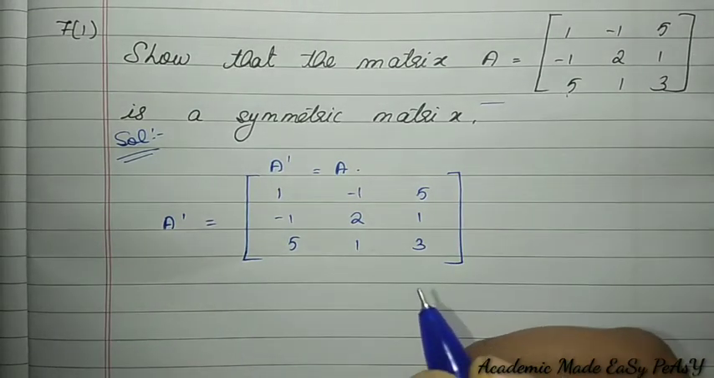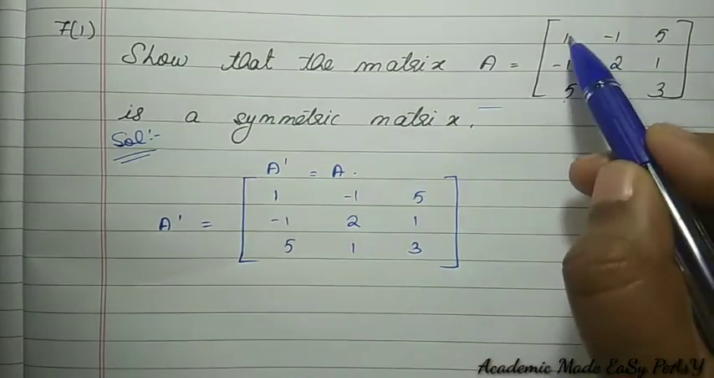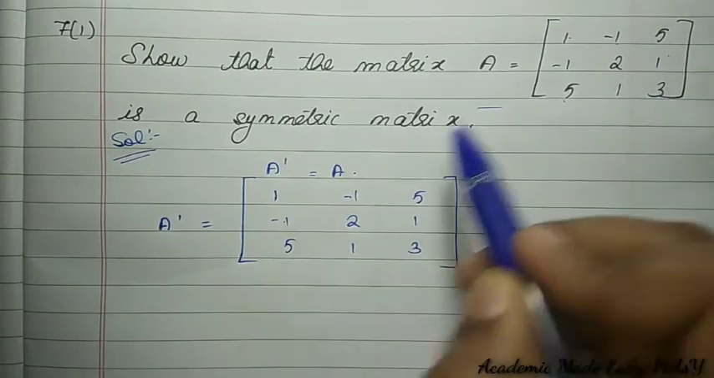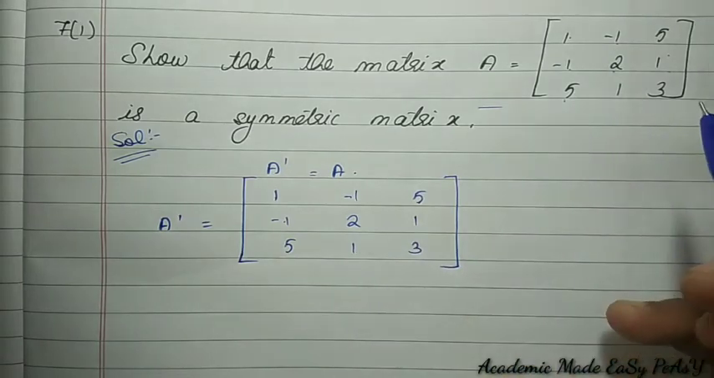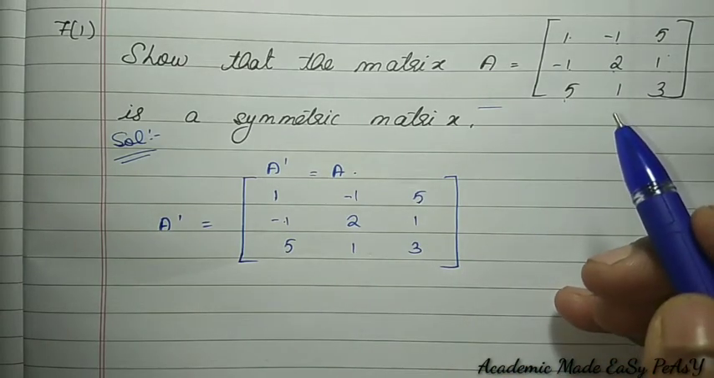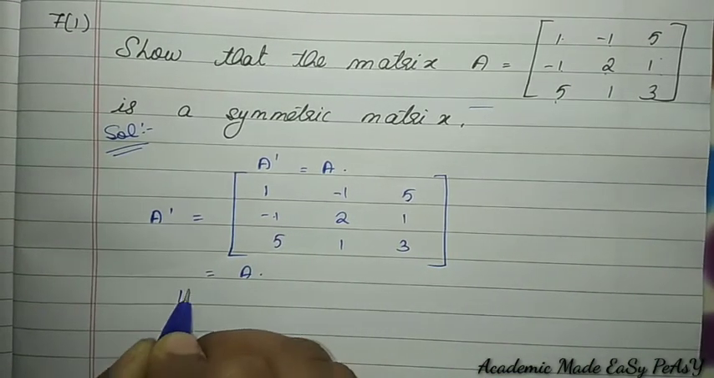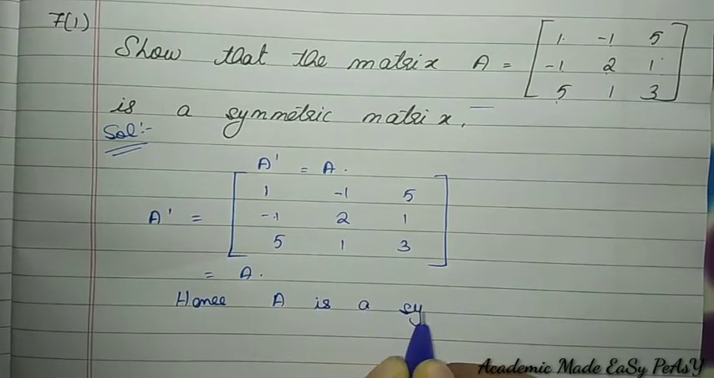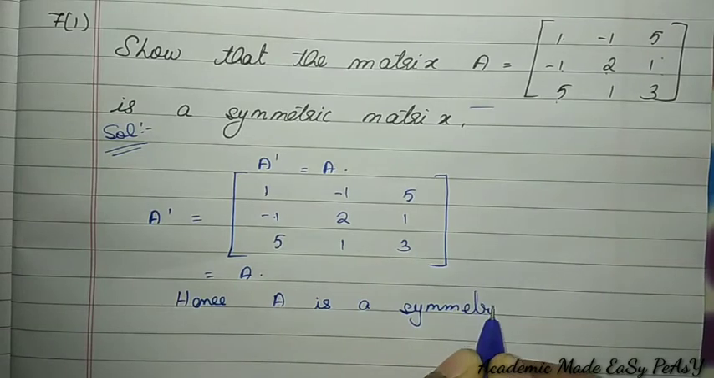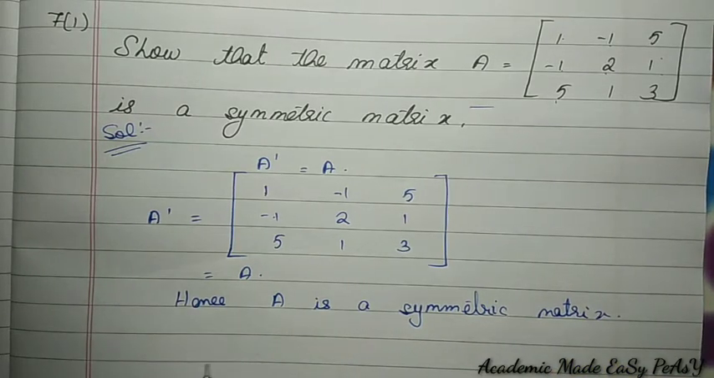So this is my A transpose. If we check each and every corresponding element, see here: 1, 1, minus 1, minus 1, 5, 5, minus 1, minus 1, 2, 2, 1, 1, 5, 5, 1, 1, 3, 3. So therefore A is equal to A transpose. Hence, A is a symmetric matrix. Hence, proved.